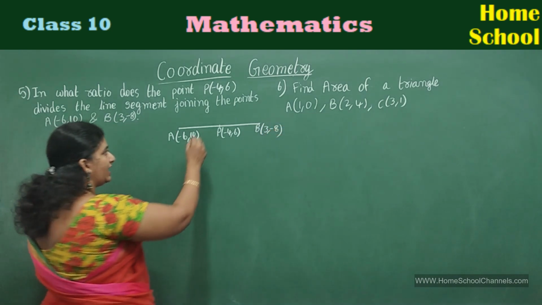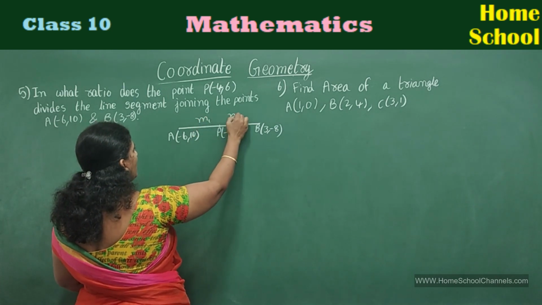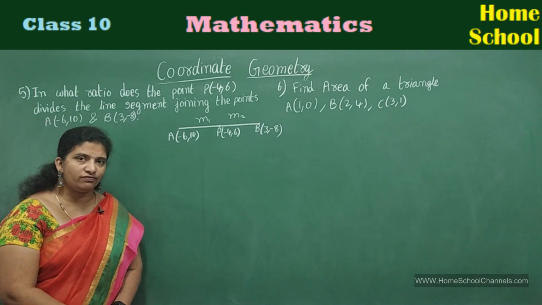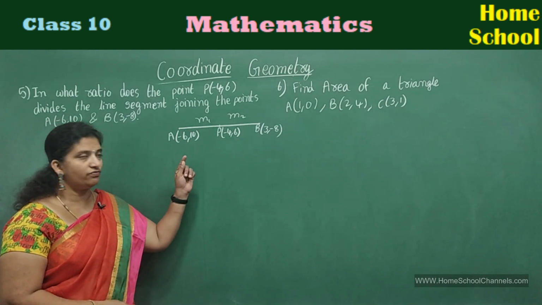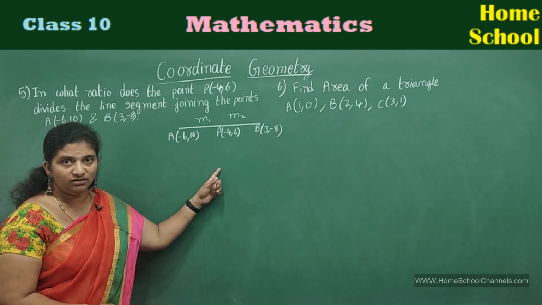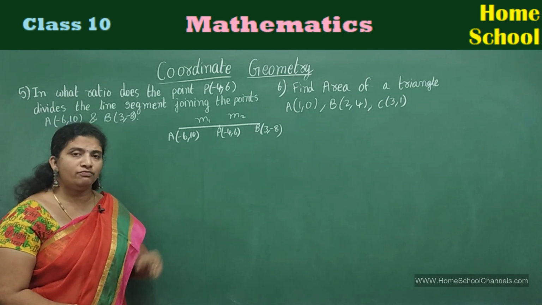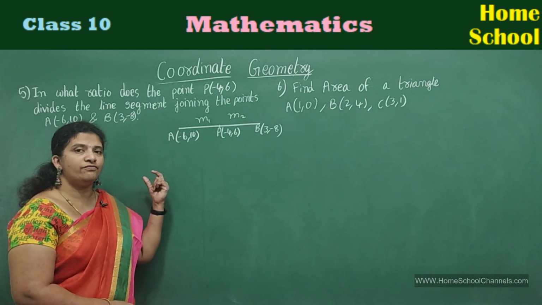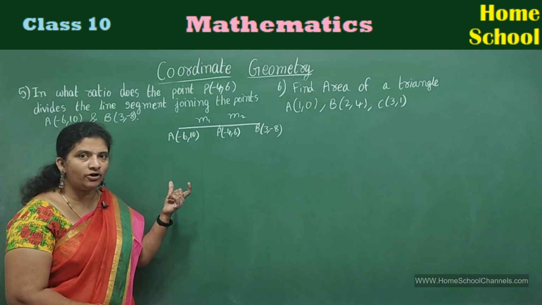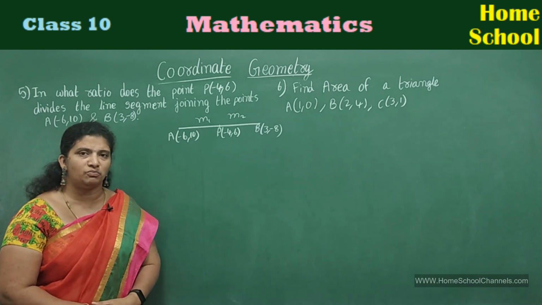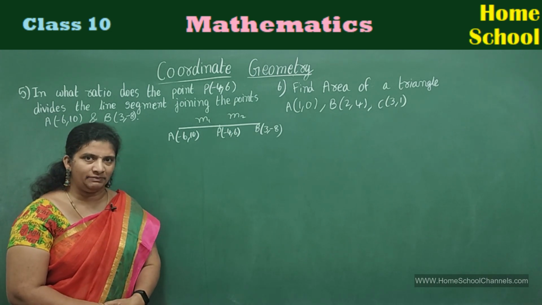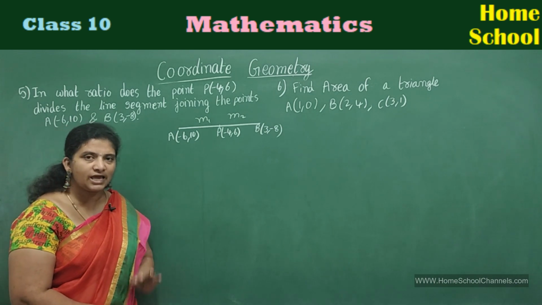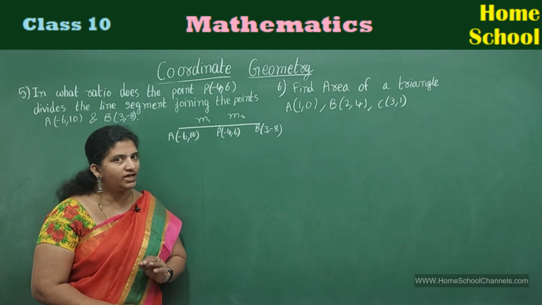What ratio? That means you should find m1 is to m2. This is your question. Read the question carefully and understand. Either you need to find the point of division or the ratio. If the point of division, using the section formula you can find. Suppose any line segment joining points is given, if they ask you to find the midpoint, use the midpoint formula. Two coordinates given, find distance, means distance formula. In the same manner, understand the question carefully.